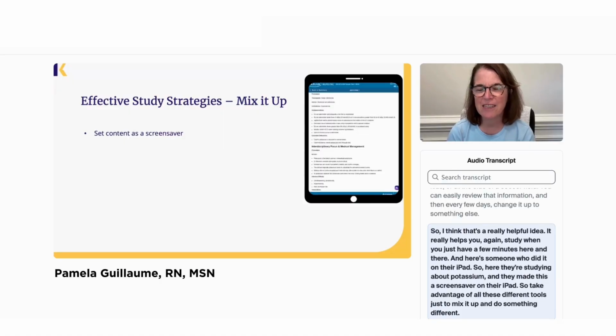And here's someone who did it on their iPad. So here they're studying about potassium, and they made this a screensaver on their iPad. So take advantage of all these different tools just to mix it up and do something different.